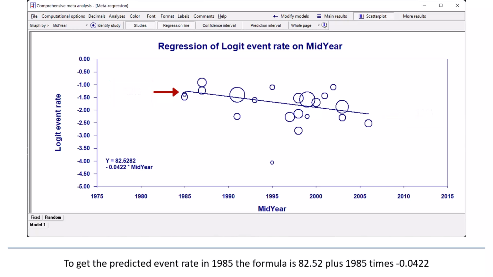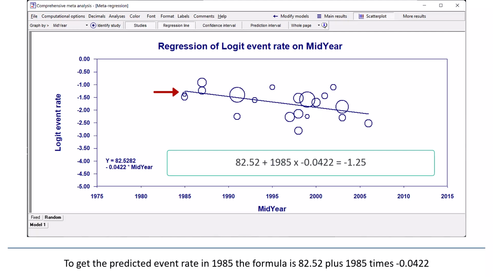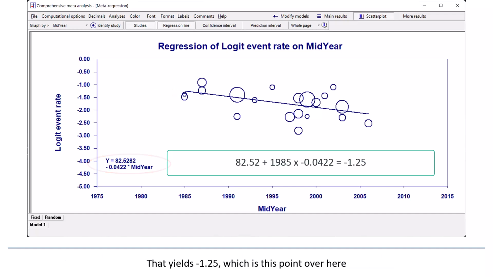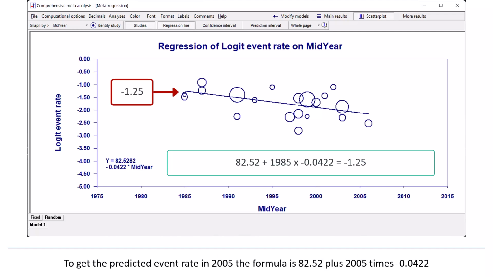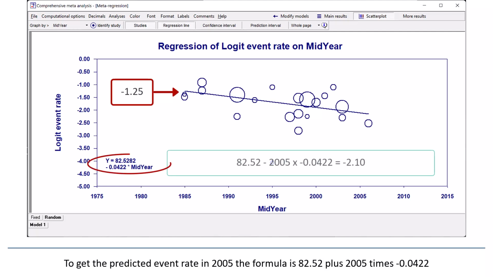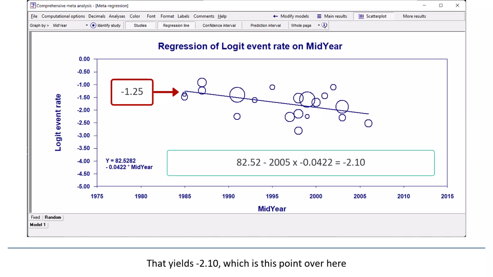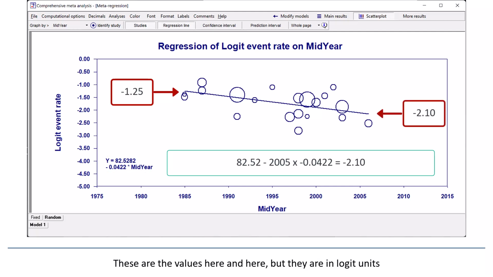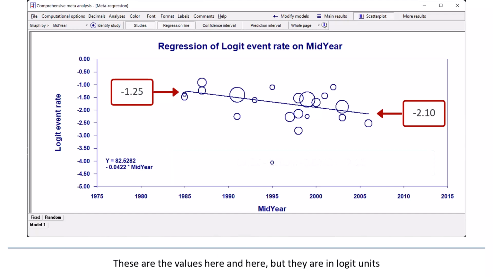To get the predicted event rate in 1985, the formula is 82.52 plus 1985 times minus 0.0422. And that yields minus 1.25, which is this point over here. To get the predicted event rate in 2005, the formula is 82.52 plus 2005 times minus 0.0422, and that yields minus 2.10, which is this point over here. So these are the values here and here, but they are in logit units.